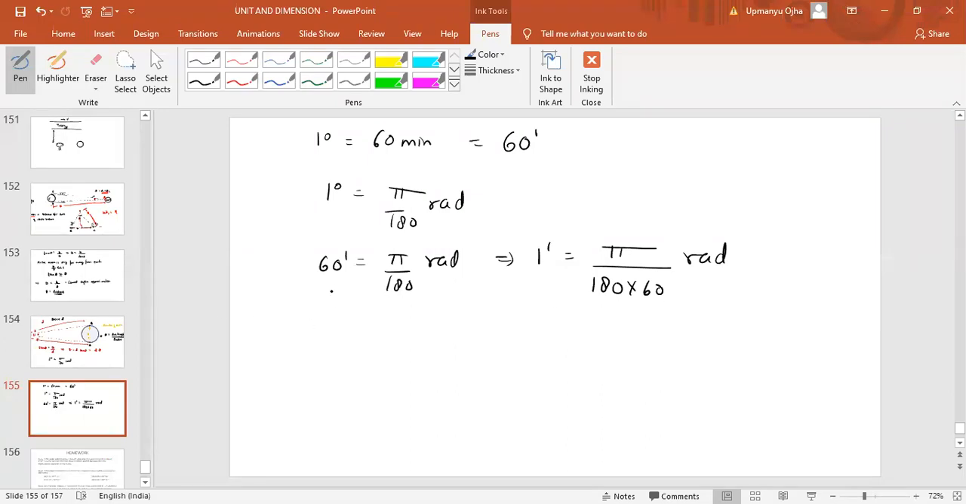Now one more relation is there: 1 minute is equal to 60 seconds. To represent seconds, we write a double dash. So from here, can we get the value of 1 second? 1 second is equal to pi by 180 into 60 into 60 radians. It is there in your NCERT that 1 degree equals 60 minutes, then 1 minute equals 60 seconds. This is the measurement of angle.